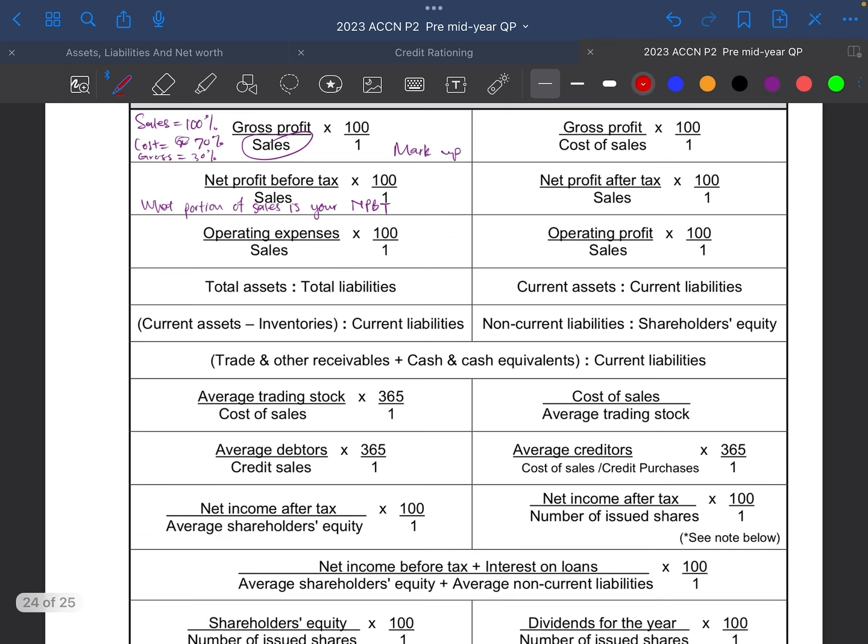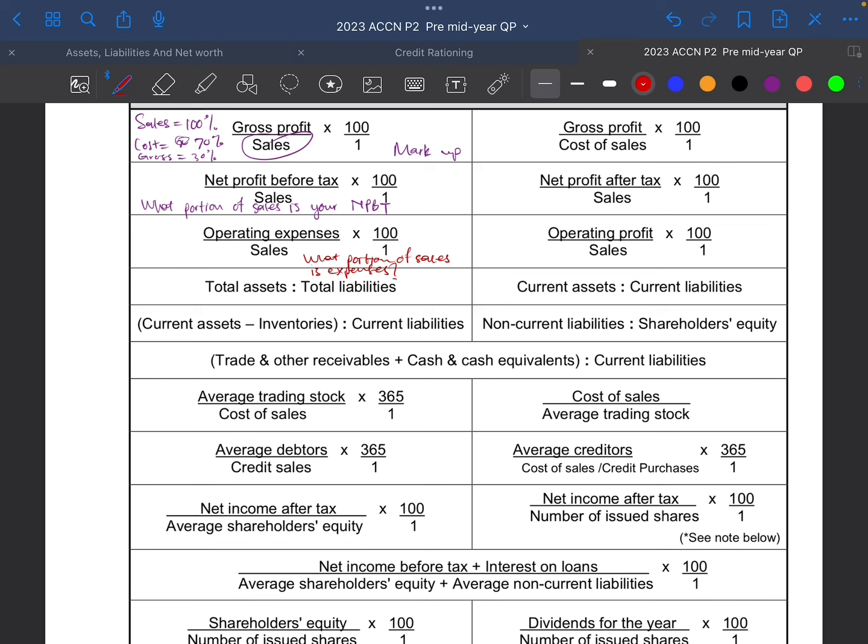Operating expenses shows how well the business is able to control its expenses, because 1, 2, 3, 4 are so similar that you can easily understand. And this one asks what portion of sales is expenses. It's as similar as that.